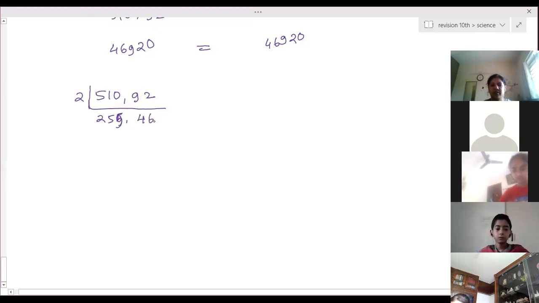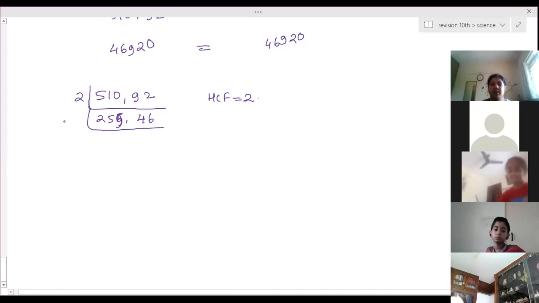Now, are these numbers divisible by any common number? No, ma'am. 255 and 46 are not divisible by any common number. So, the part you divide by a common number is your HCF. Both of them are together divisible by only 2. So, therefore, HCF is 2.